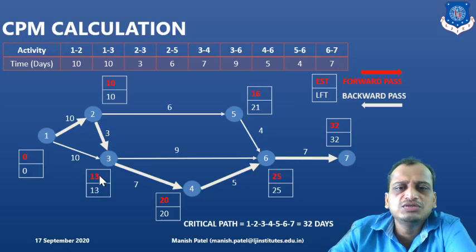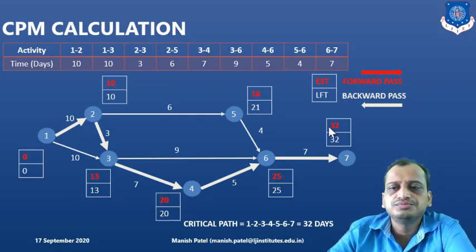Also 0 plus 10 is equal to 10. So we will take the latest one, the maximum one, which is 10 plus 3 is equal to 13. Same, 13 plus 7 is equal to 20, right? From 2 to 5, 10 plus 6 is equal to 16. 16 plus 4 is equal to 20. But here it is 25. Why? Because 20 plus 5 is 25. We will take the maximum value. 25 plus 7 is 32. Here. So in this way we have found out the EST.